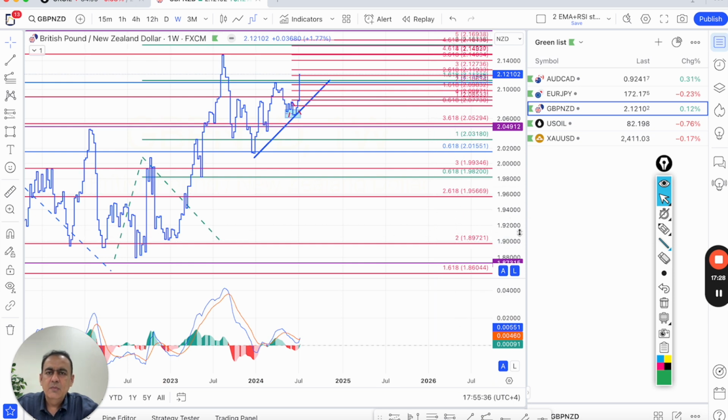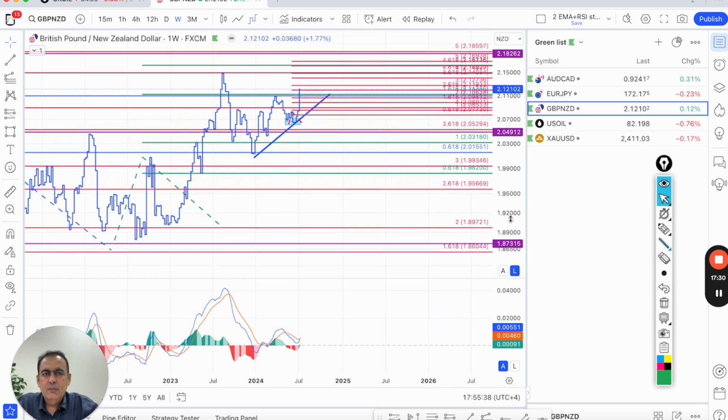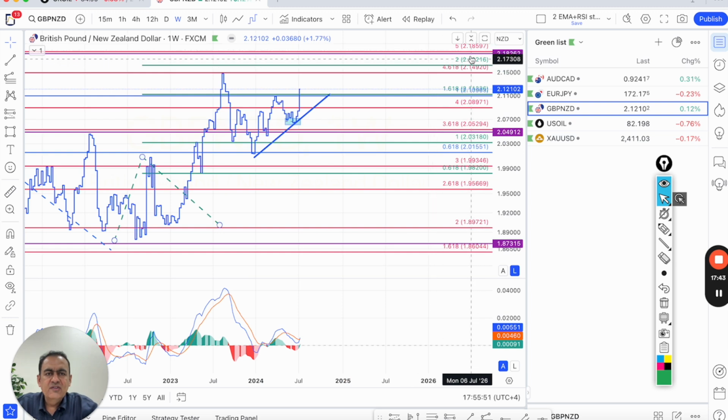We have already applied multiple Fib extensions here, and I'm looking for the duplication zone. In fact, I can see very strong confluence here, multiple Fib extensions overlapping around 2.16 to 2.18. So the ultimate target for pound versus New Zealand dollar is 2.16 to 2.18.